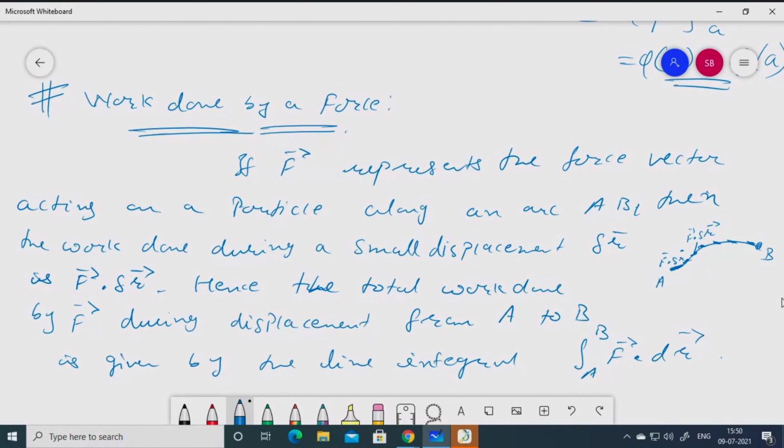Do you have any idea about the word conservative? If I say force f bar is conservative, what does this mean? The vector sum of all the forces acting at that point is 0. Yes. Okay, if I say f bar is a conservative force, that means no work is done at all. No work is done means the value of this line integral will be equal to 0. Will it be or not?